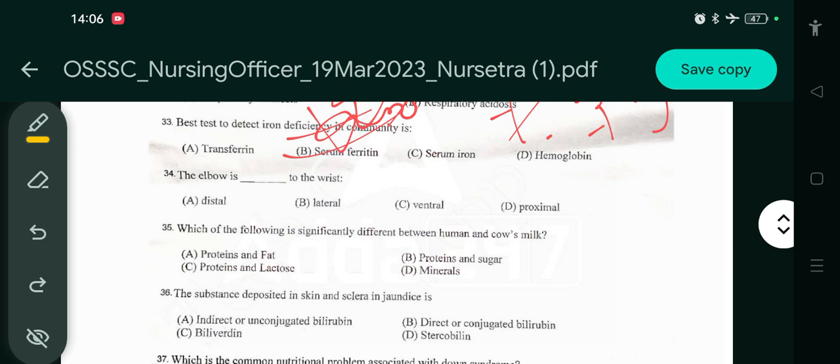And option D is hemoglobin. Hemoglobin is in the later stage; we can go for the hemoglobin test, but in the earliest stage we can do the serum ferritin test. So option B is correct here.